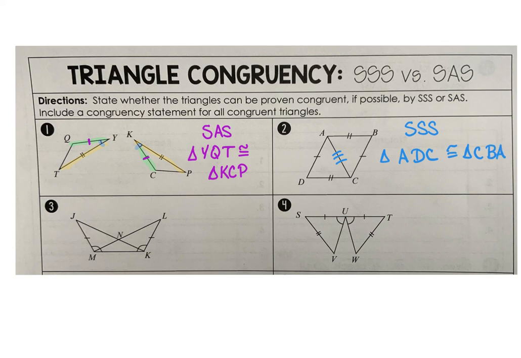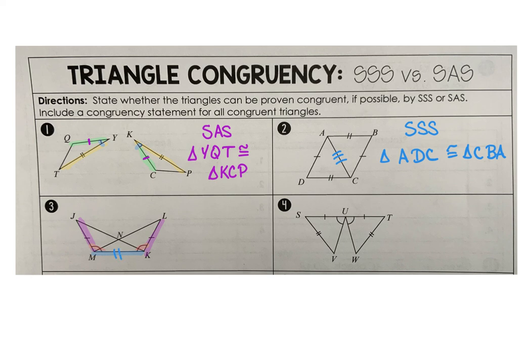Let's look at number 3. So for number 3, I have JM congruent to LK. I also have an angle M congruent to angle K. Now notice I have 2 triangles here and they overlap. Because they overlap, they actually share this side. So actually I have another side congruent. I have side MK congruent to side KM.